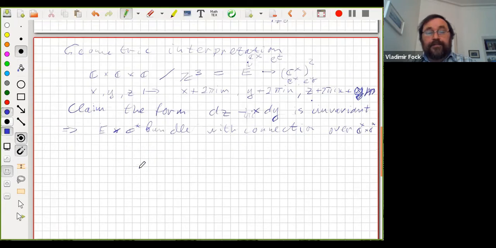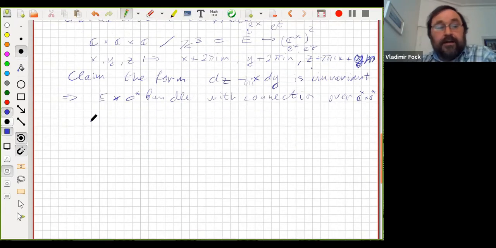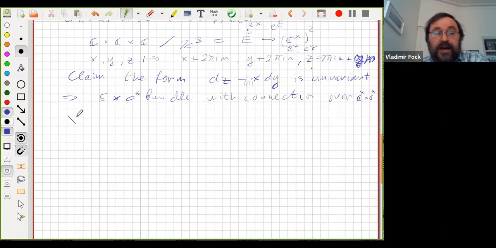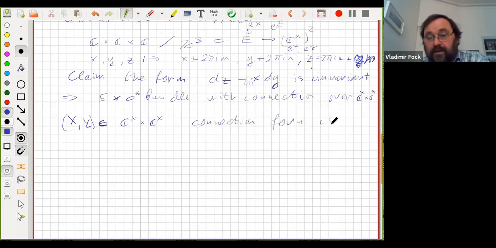Now, suppose you have, so where the connection is not flat. The connection, well, if you introduce the coordinates, if x and y are big, so this is an element of C star cross C star, then the connection form is, of course, just given by this formula, just ln of x, d ln of y, over 2 pi i.